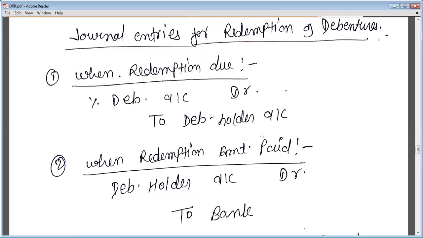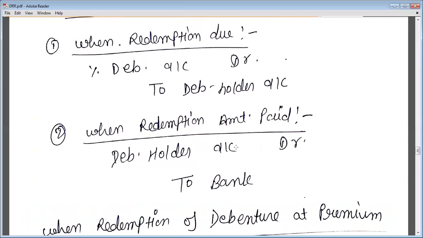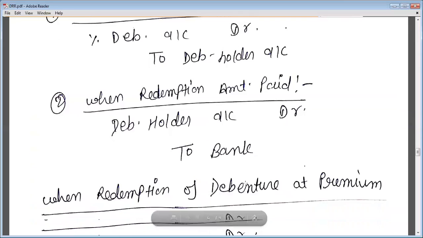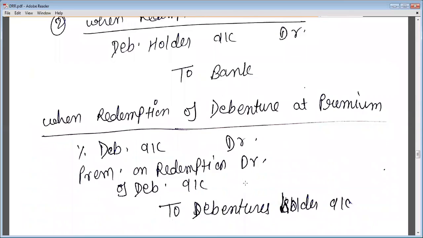So when the company redeems at par, what entry will be passed? In the first entry, when redemption is due, percentage debenture amount debit to debenture holder, and when the amount is repaid to the debenture holder, what entry will be passed? Debenture holder to bank. Because in this case, the debenture holder is the receiver, that's why we debited the debenture holder, and the bank is the giver, that's why we credited the bank. Okay. Now, second condition, when redemption is at premium.